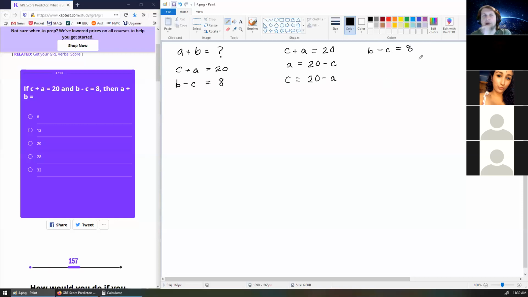So what do we get for this one? If we wanted to isolate B, what do we get? We're going to add C to each side. Okay. Why are we adding C to both sides? Instead of subtracting, it's negative. Exactly. Okay. All right. And if we wanted to isolate C, we can just bring the 8 over, right?